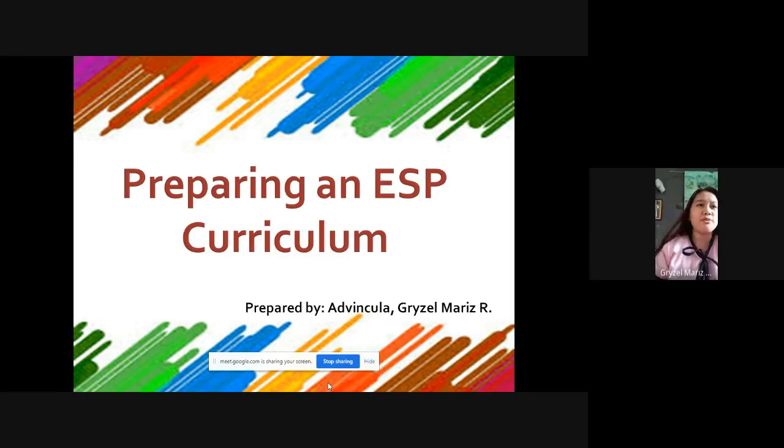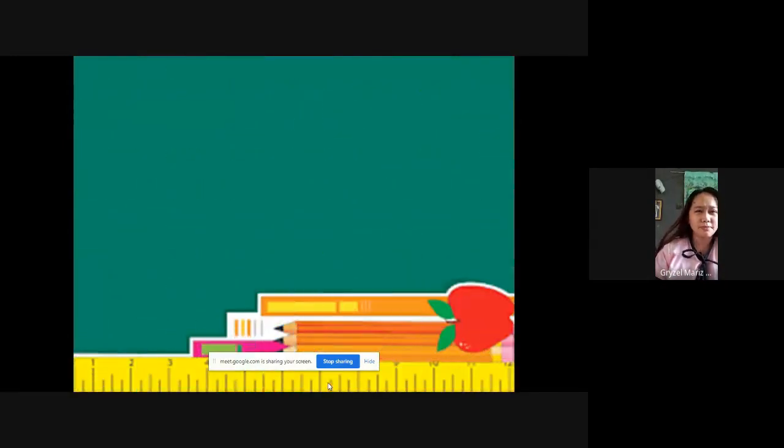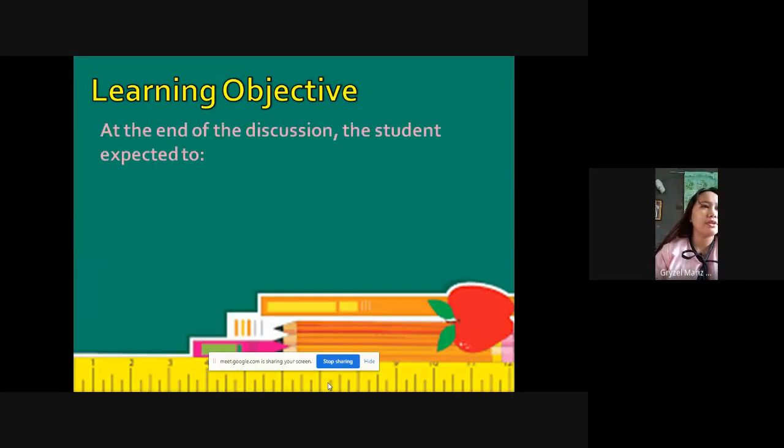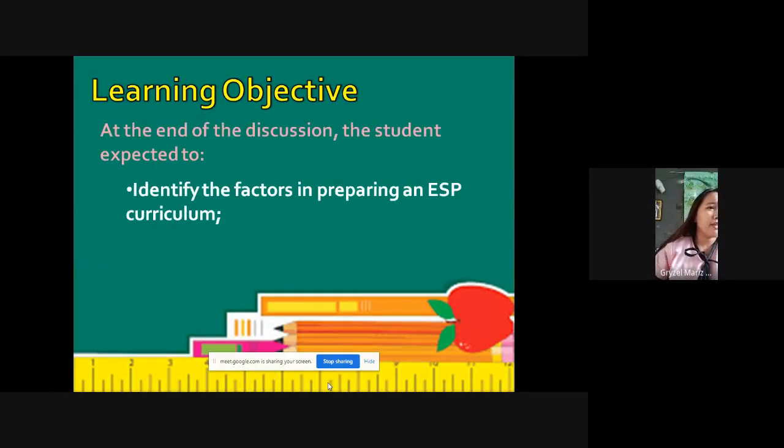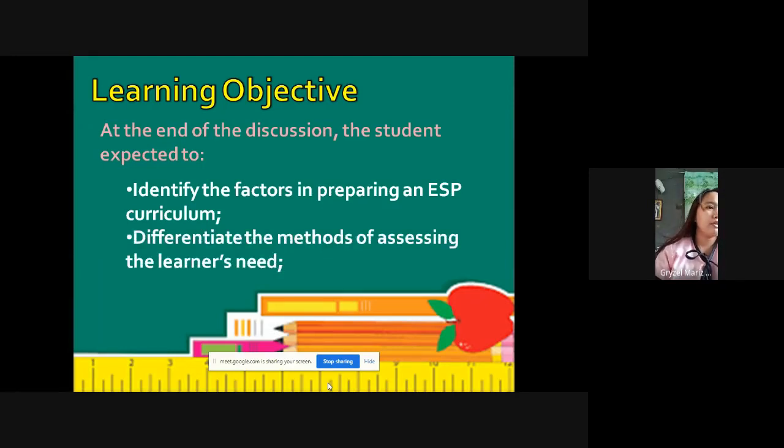Okay, good morning everyone. So for our discussion today, we are going to discuss preparing an ESP curriculum. Our learning objectives are, at the end of the discussion, the students are expected to, number one, identify the factors in preparing an ESP curriculum and differentiate the methods of assessing the learner's needs.